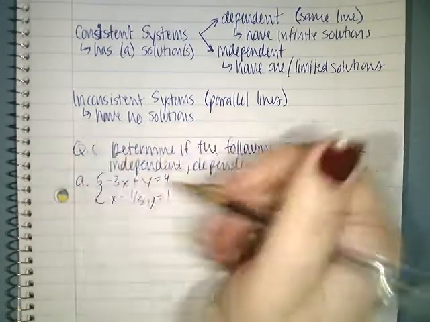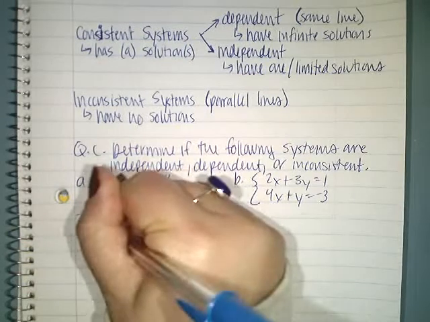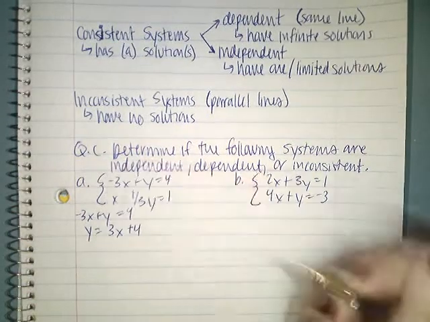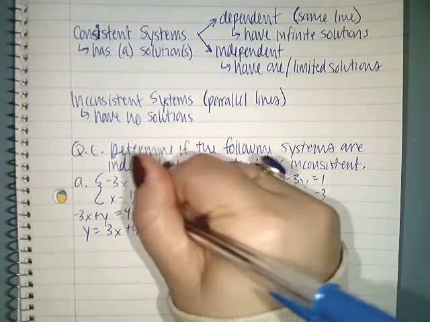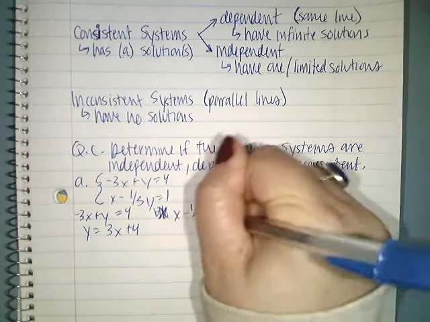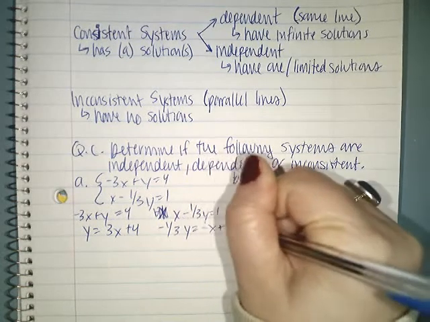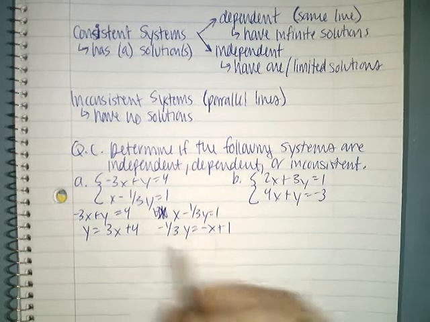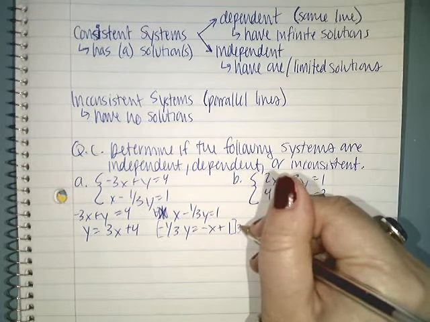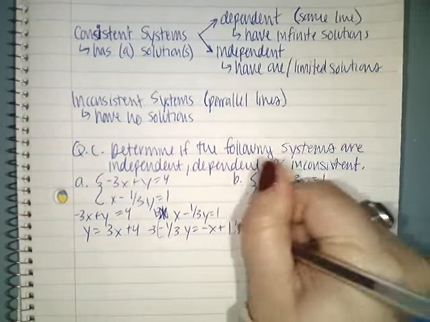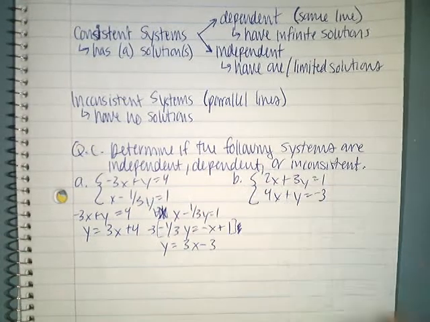So if I rearrange these into slope-intercept form, I get negative 3x plus y equals 4. I add 3x to both sides, and I get y equals 3x plus 4. If I do the same thing with the other one, I get x minus 1/3 y equals 1. I subtract x from both sides, I get negative 1/3 y equals negative x plus 1. I multiply by negative 3 to cancel that, so I'll write this step out since I know a lot of people will forget that. I multiply everything by negative 3, and I get y equals 3x minus 3.